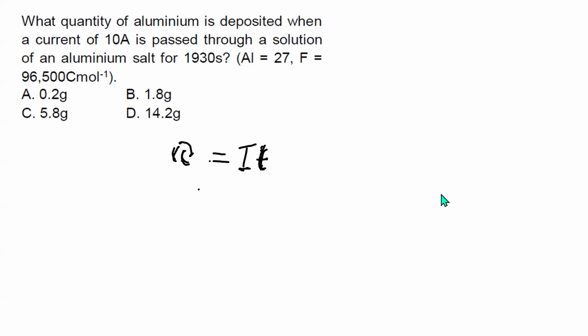So from the question, we have our I given as 10 ampere. And the T is already given in seconds, which is exactly 1930 seconds. Therefore, to get our Q, we are going to use the formula Q equals IT.